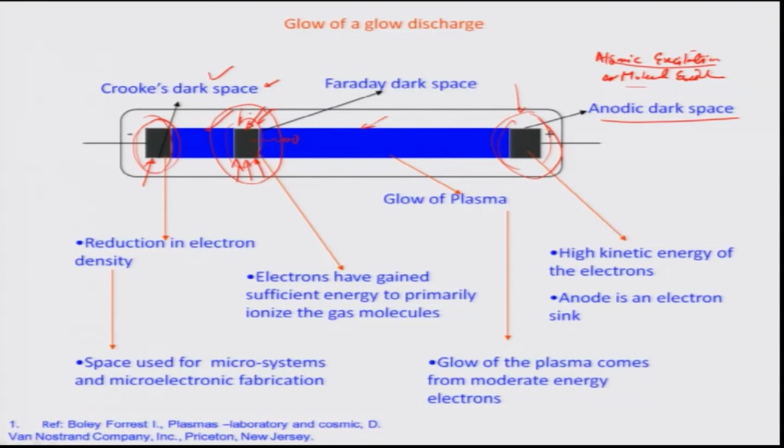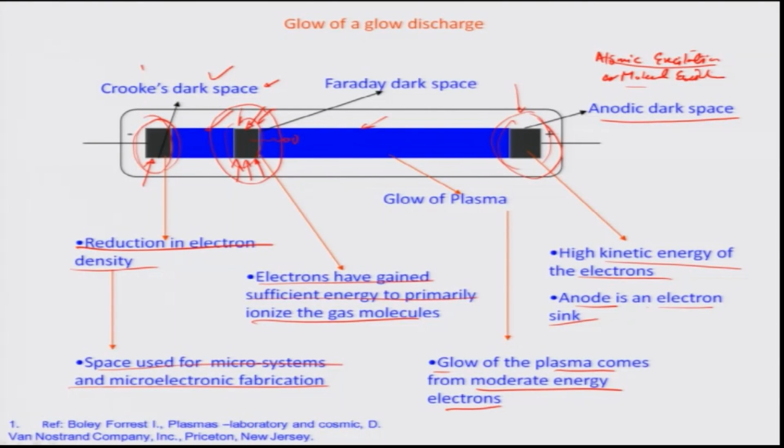and the remaining area is a glowing region where there are these mild energy species or mild energy electrons which would atomically excite the molecules which are present in the plasma chamber. So, you have a reduction in electron density on one side, space used for microsystems and microelectronic fabrication normally, which is the cathode side. You have electrons that have gained sufficient energy to primarily ionize the gas in the molecule, creating a Faraday's dark space, and then you have a high kinetic energy of the electrons and anode acting as an electron sink responsible for the anodic dark space, and the glow comes normally from the moderate energy species in a plasma source.